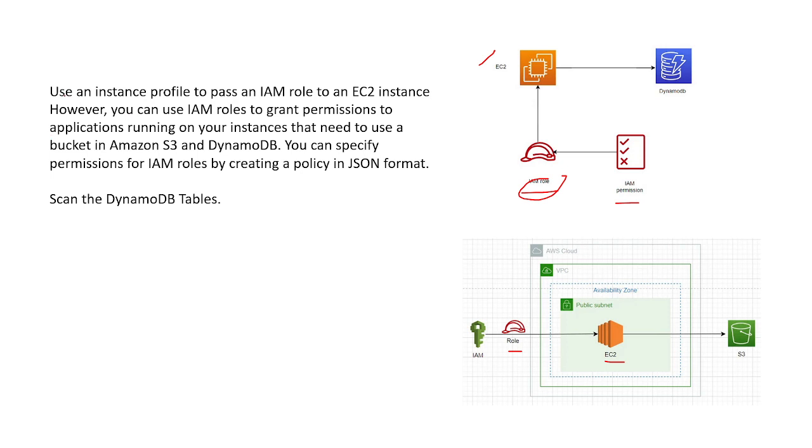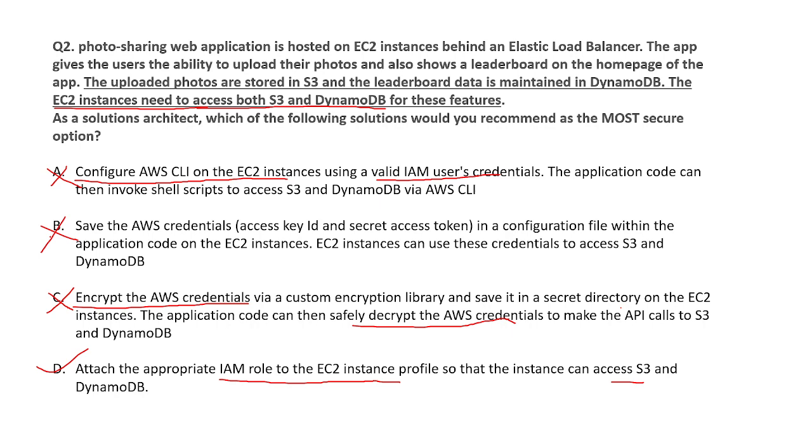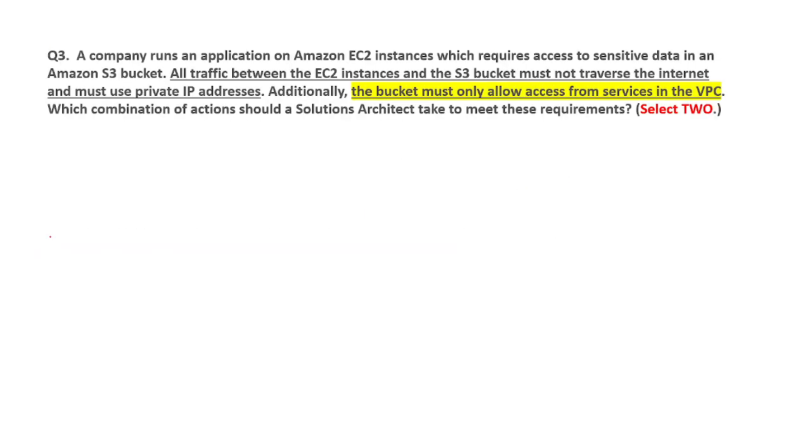The same thing I have added here in the note: use the instance profile to pass the IAM role to the EC2 instance. However, you can use an IAM role to grant permission to applications running on your instance that need to use a bucket in S3 and DynamoDB. So this is the answer, and this is the same thing. The EC2 instance will scan DynamoDB. Let's see the answer. Yep, the answer is D. So you can go and see, the same answer is here. We'll go to the next question.